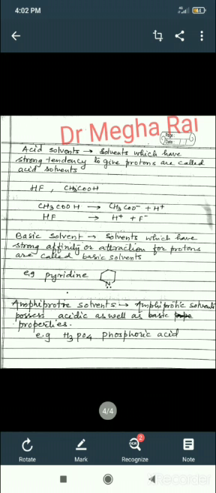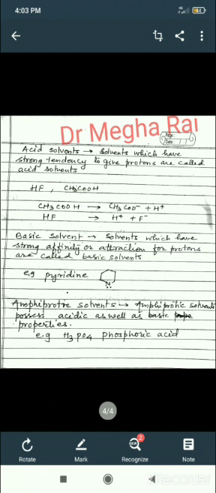For example, acetic acid, that is CH3COOH. It is ionized into CH3COO- plus H+. So, what is acid solvent? Acid solvents are those solvents which have strong tendency to give out protons. Another example is HF. It is also a source to give H+ ions.